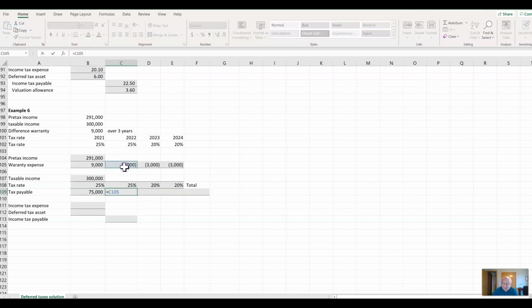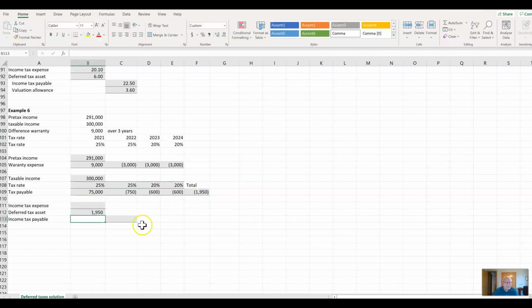I take the 3,000 times the 25%. Now on this one, I want to take the 3,000 times the 20%, and here's the 3,000 times 20%, for a total of, I don't want the 70, I just want the 1950. Now the reason why this is negative is it's a tax asset. You wouldn't really need the negative signs in there, but okay. So the tax asset is 1950.